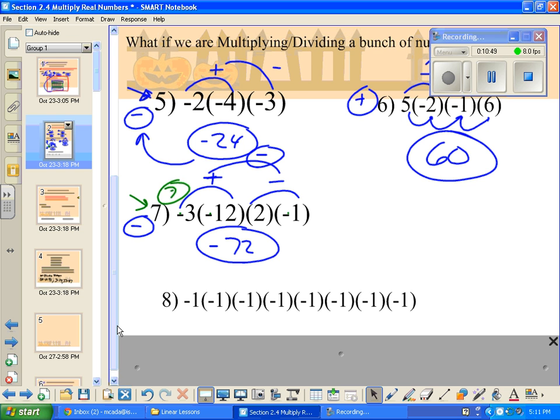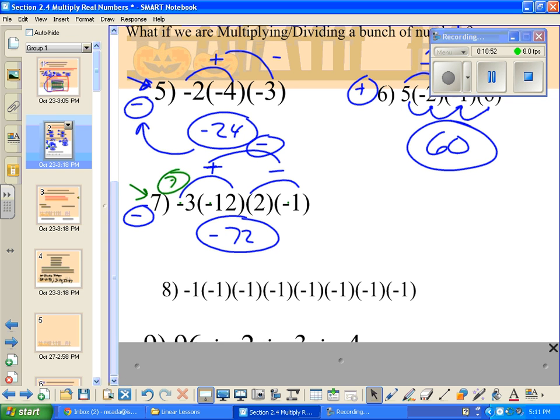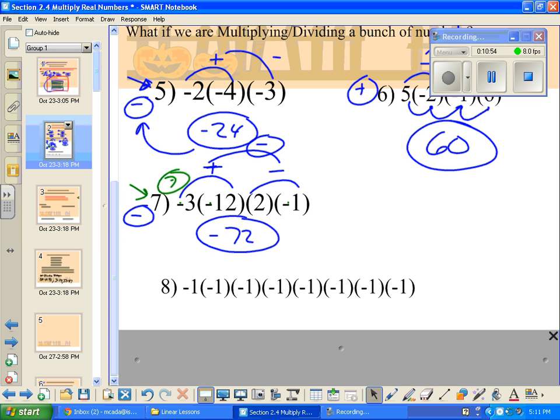But again, that's how you can figure out if it should be a positive or negative number. Same thing with number 8. I could go 2 by 2 with all these numbers. But if I just count how many negatives are in the problem, that'll tell me itself whether this answer should be positive or negative.